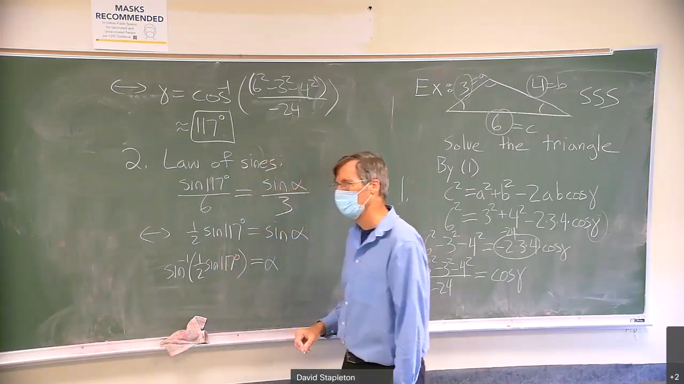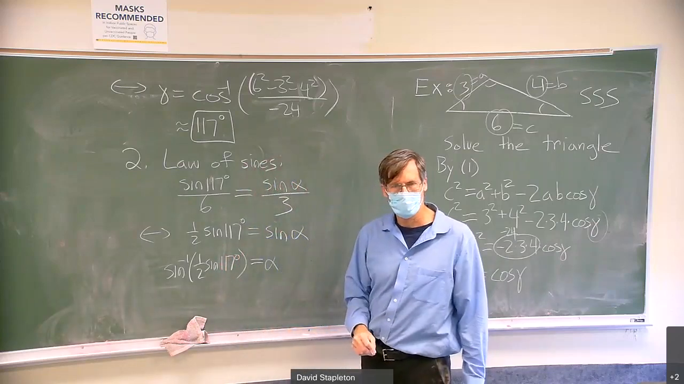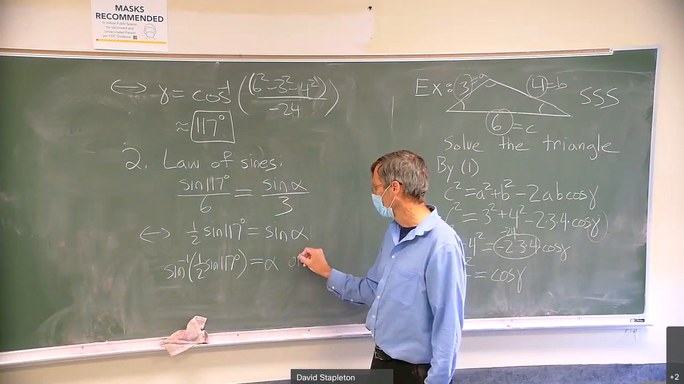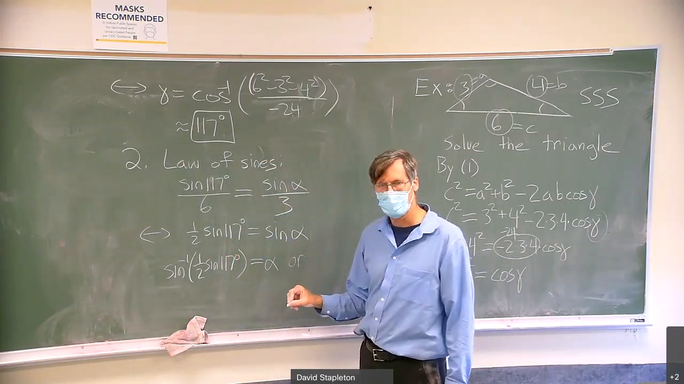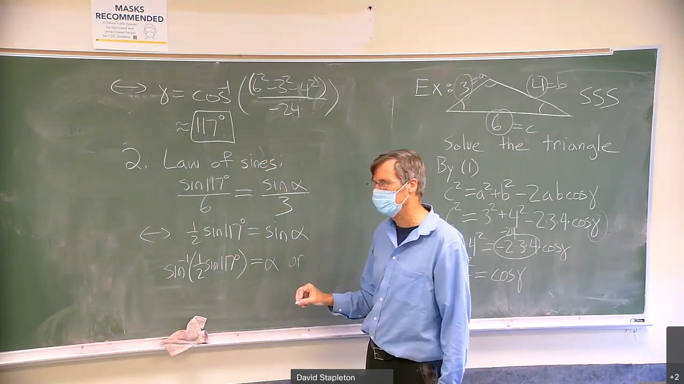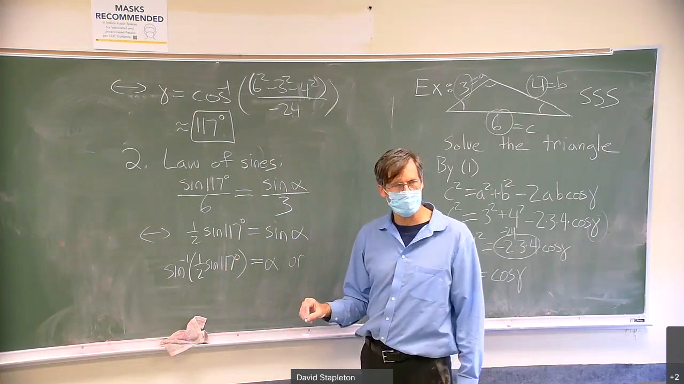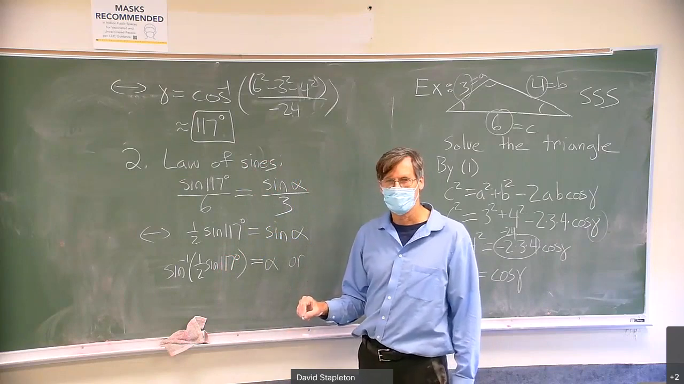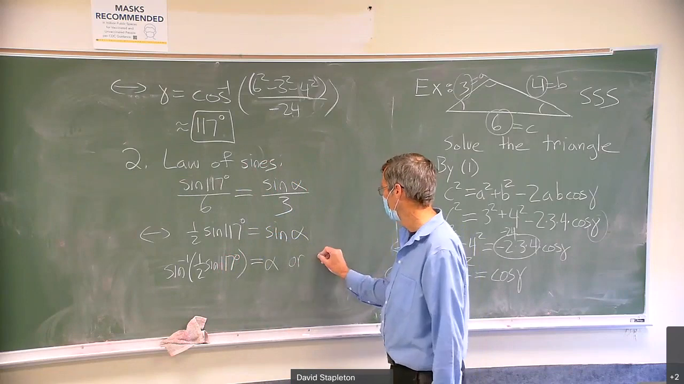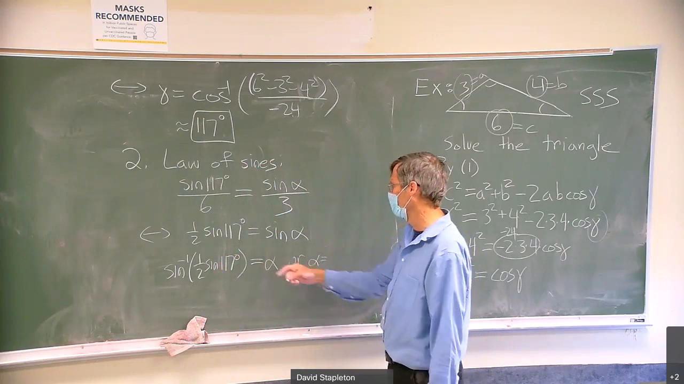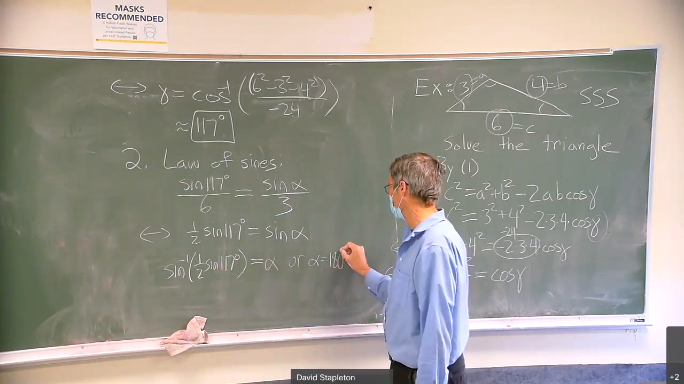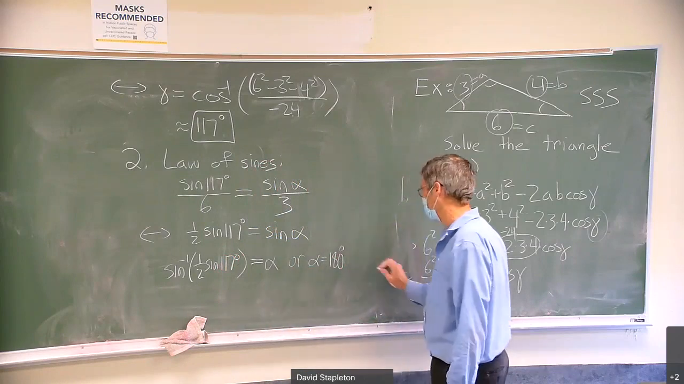There it is. Oh, wait a minute. There's another possibility. What's the other possibility for law of sines, the ambiguous case? Yeah, it might be 180 minus. So it might be that alpha is 180 less this same inverse sine.